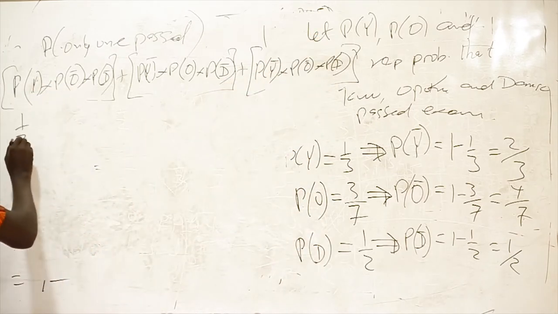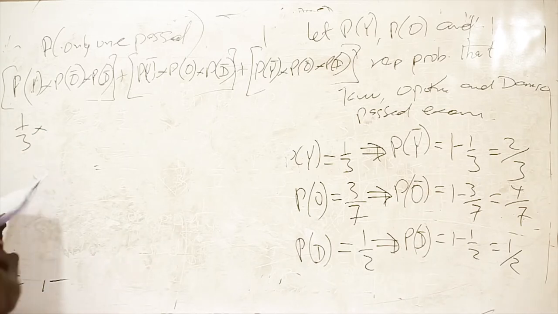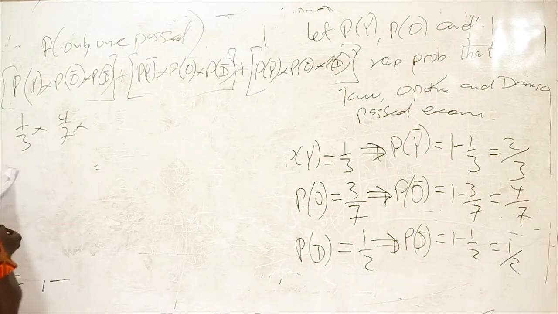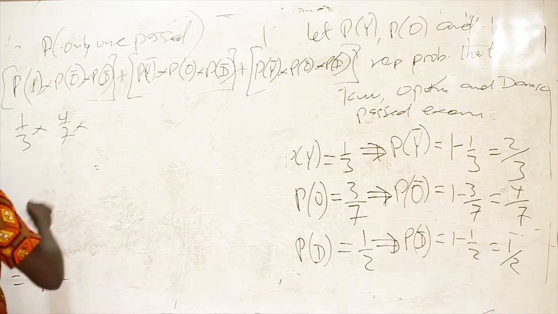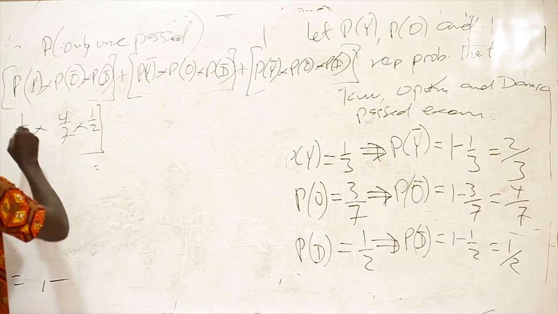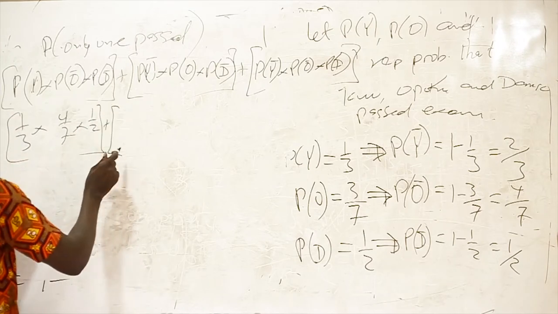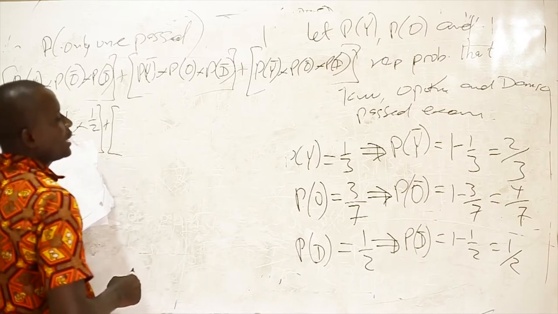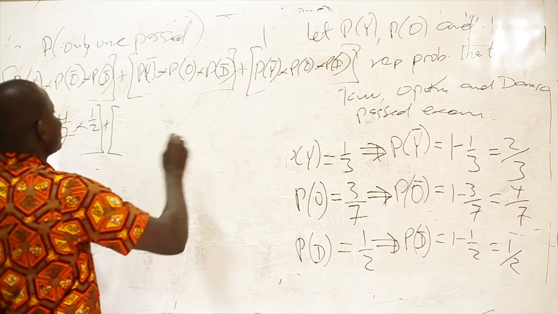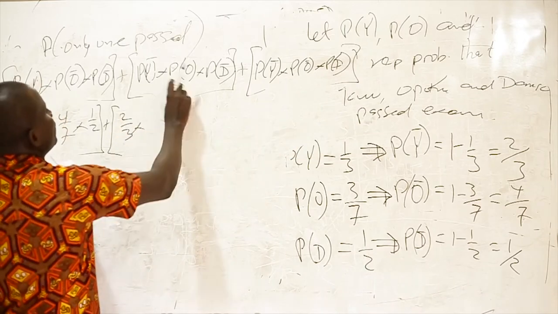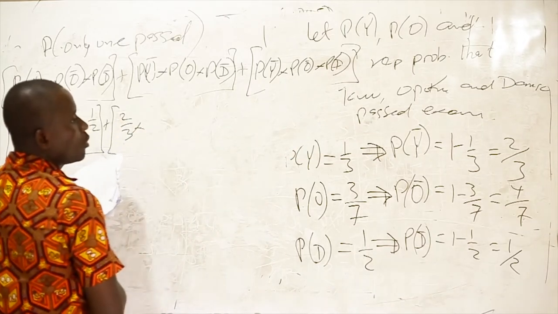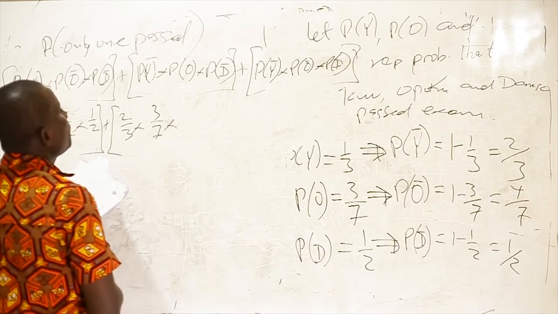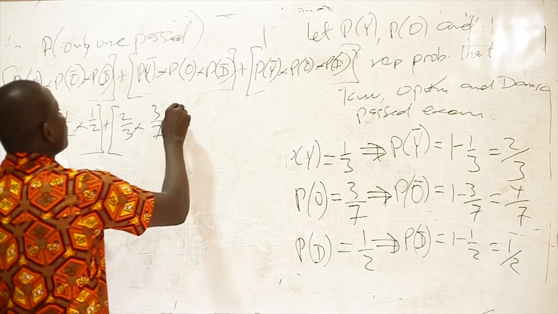So P(Y) is 1 over 3 times P(O bar). O bar is what? 4 over 7 times P(D bar), 1 over 2, in one bracket. When there is half, then the half and its complement are the same. So, or P(Y bar), what is P(Y bar)? P(Y bar) is 2 over 3 times P(O). P(O) is 3 over 7 times P(D bar). D bar is what? 1 over 2.